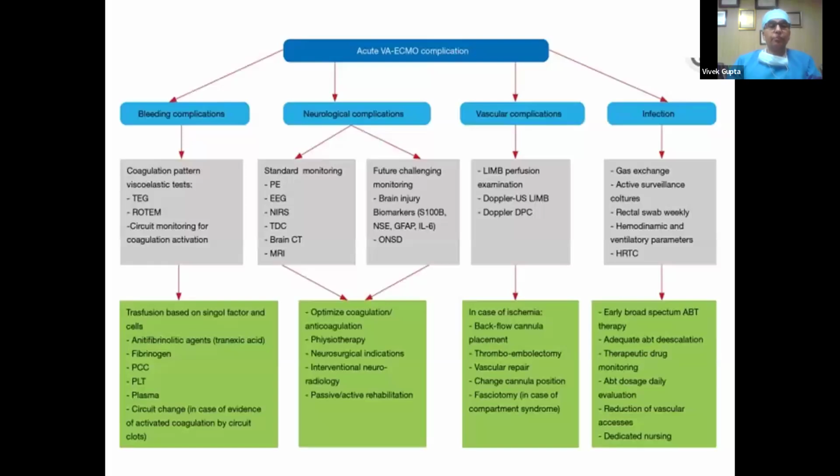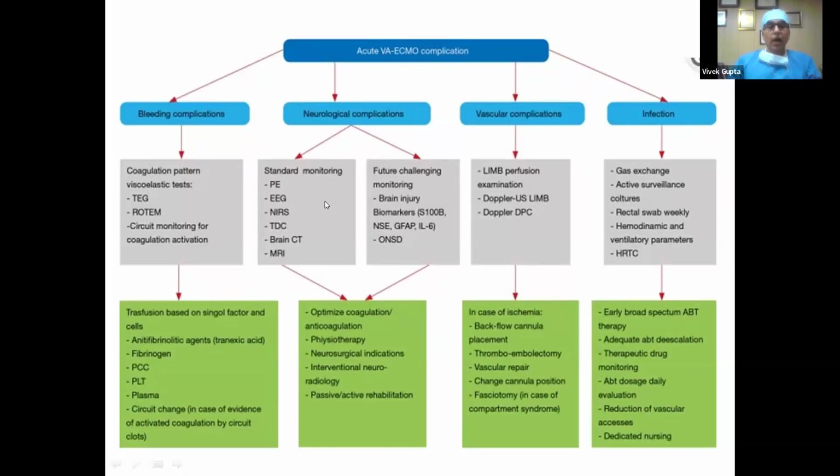If you look at the bleeding complication, look at the coagulation pattern, do a viscoelastic test in the form of TEG or ROTEM, and monitor the circuit for any coagulation activation. And choose your single factor and cells depending upon what the problem is. So fibrinogen, packed cells, platelets, or plasma, whatever is required, and sometimes you need to change the circuit if there are clots in the circuit.